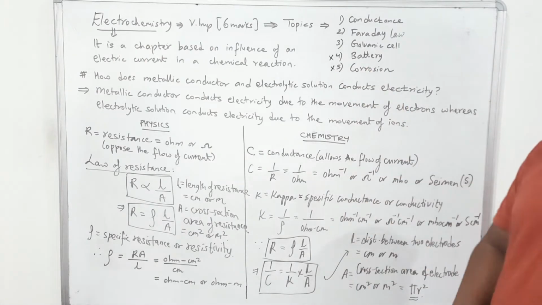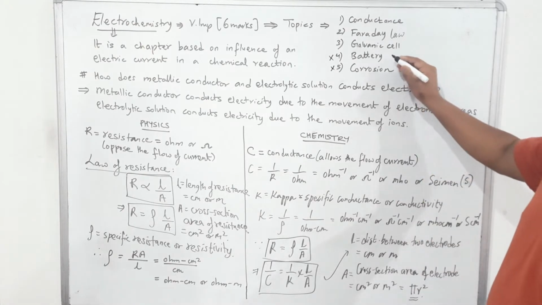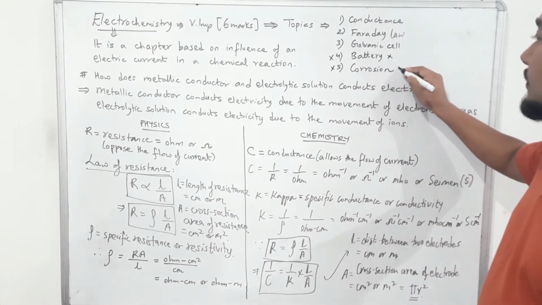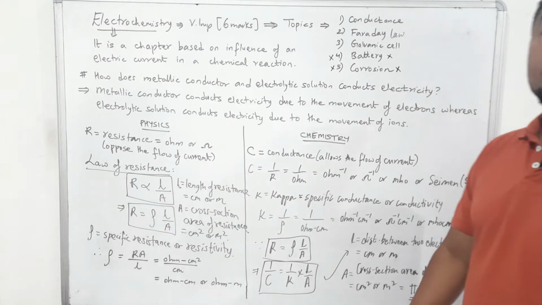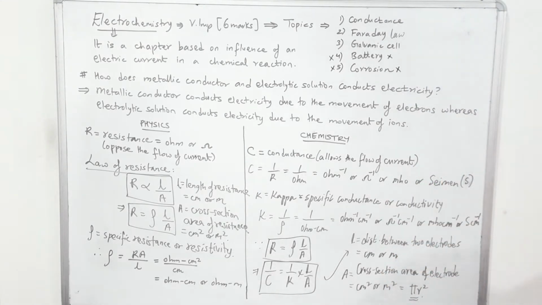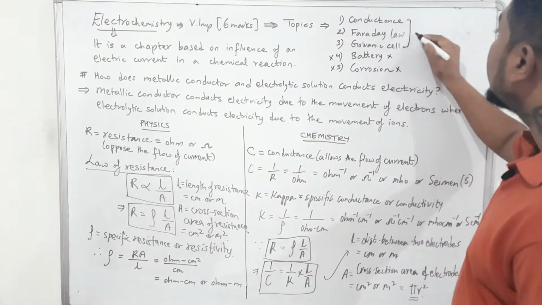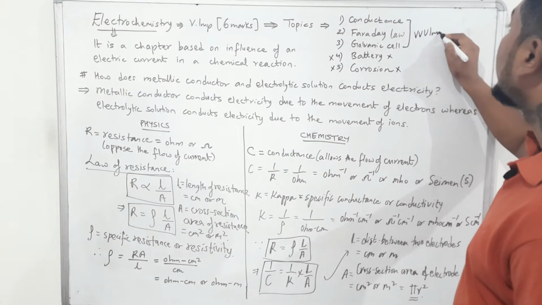That is, topics 4 and 5 are not there in the syllabus. That means you don't have to learn about battery now, you don't have to learn about corrosion in this reduced syllabus. But you need to learn about the first 3, that is conductance, Faraday law and galvanic cell. And do remember students, all these 3 are very important.